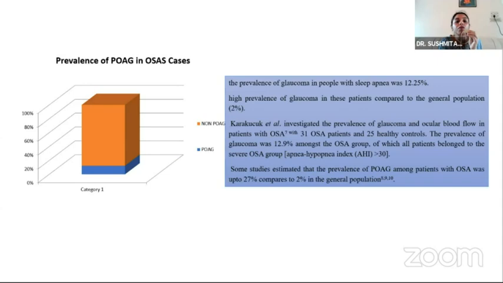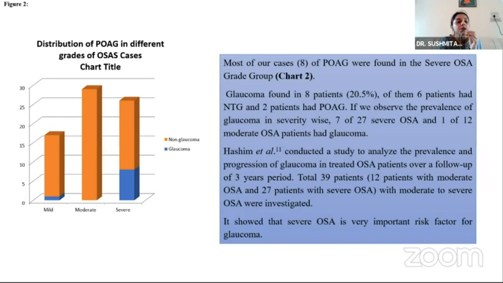Here this figure shows that the prevalence of glaucoma in the sleep apnea patients was 12.25%, which corresponds to previous studies by Karakucuk, who had also shown an incidence of 12.9%. In some studies, the prevalence was as high as 27%. Here we see the second figure, the distribution of POAG according to different grades of OSA.